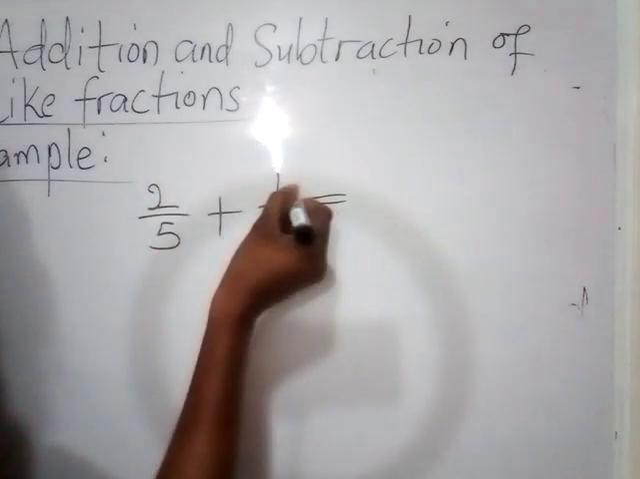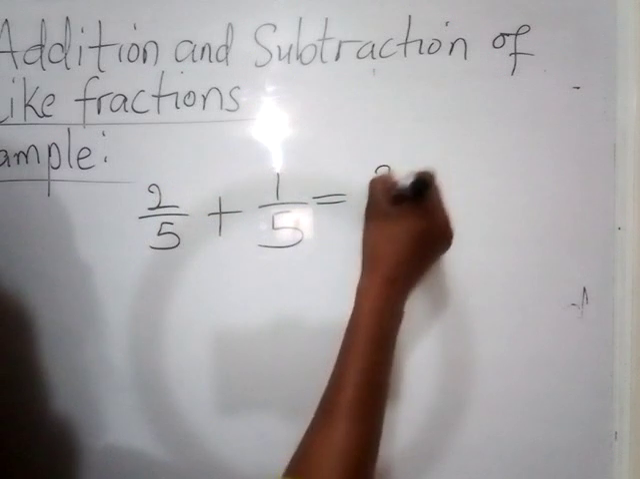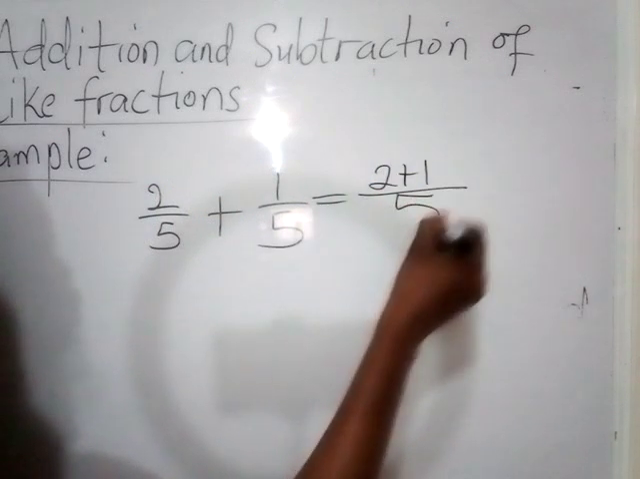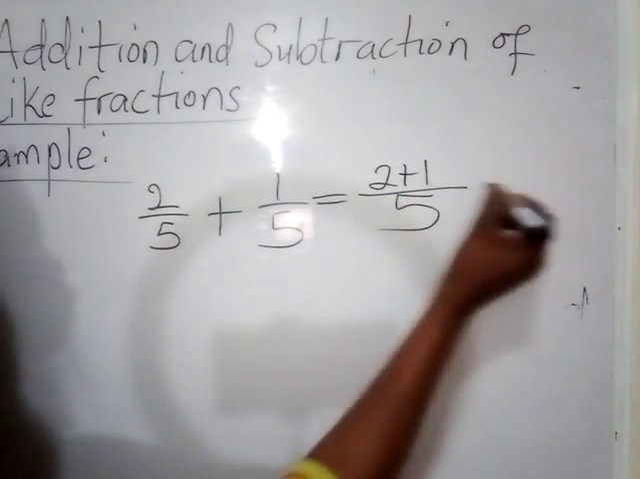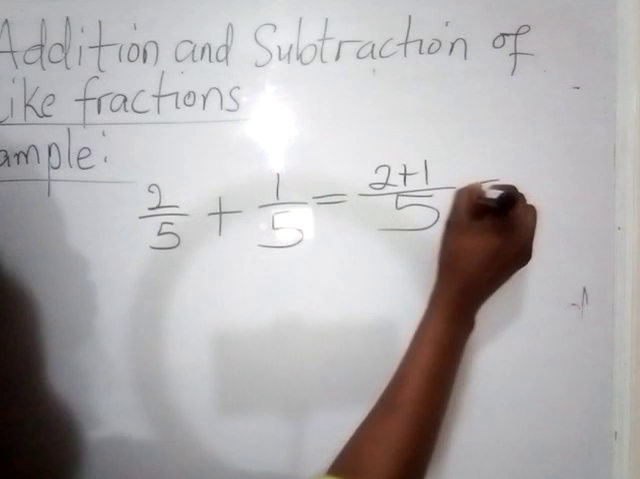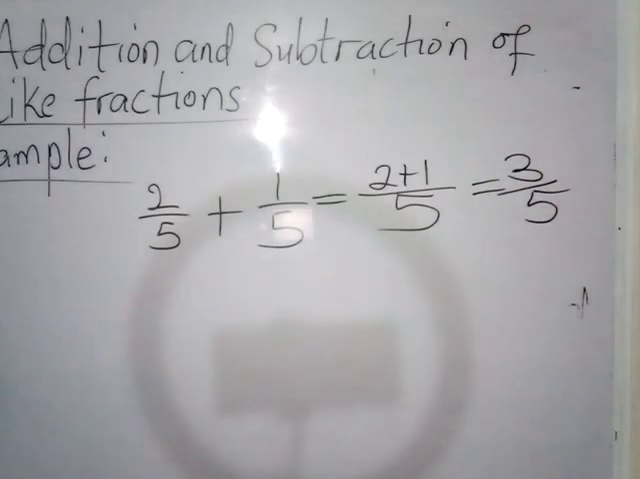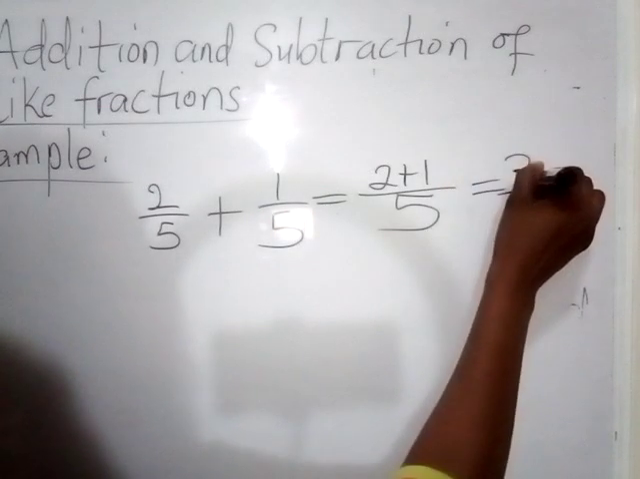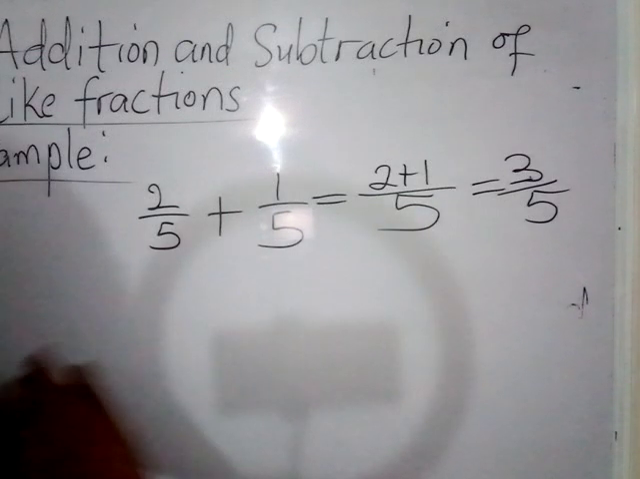So in this case, the numerators we have here are 2 and 1. So you do 2 plus 1 out of the denominator, which is what? 5. You won't say 5 plus 5. No, just pick the 5. So 2 plus 1 gives you 3. So your answer is 3 out of 5. So this is your answer. You can see it's very simple and straightforward. Adding like fractions, very straightforward.